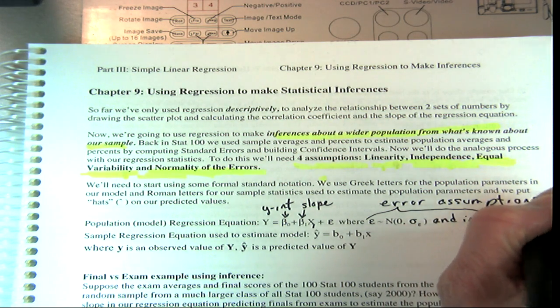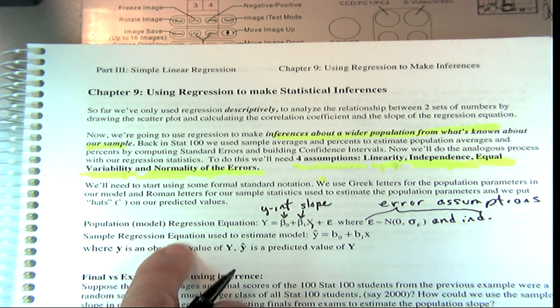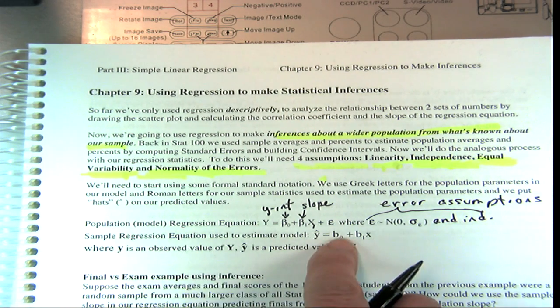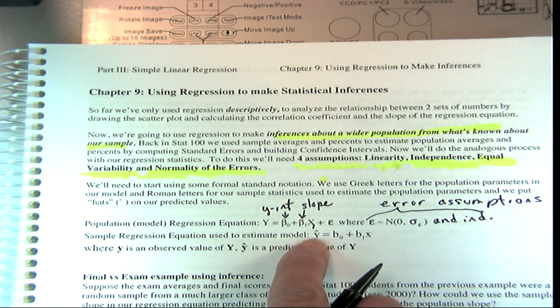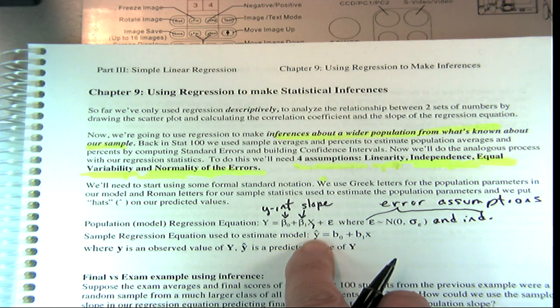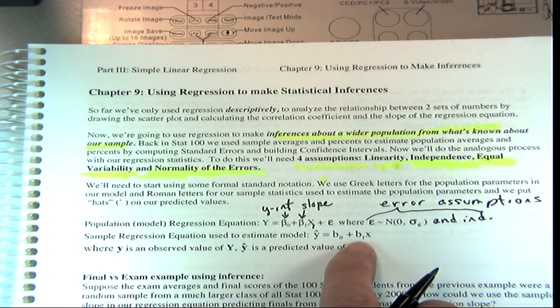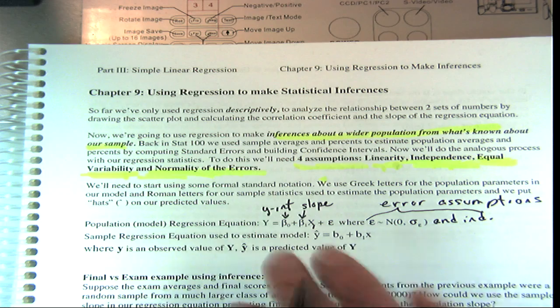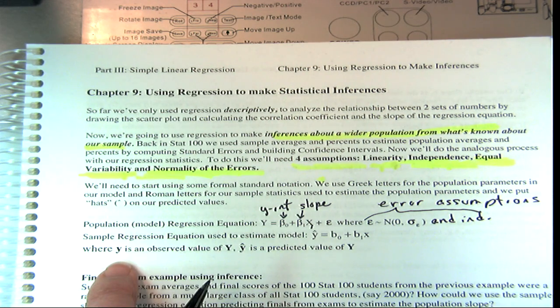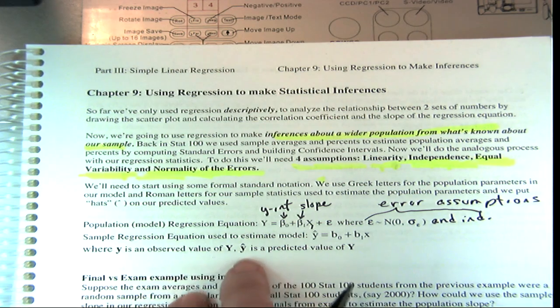Okay. So that's our population with the Greek letters. And now our sample regression equation has the Roman letters. And this hat over the y, notice I have no error term here because I'm saying our predicted y, with the little hat over it, is equal to our sample statistic that we got for the y-intercept plus the slope times x, okay?